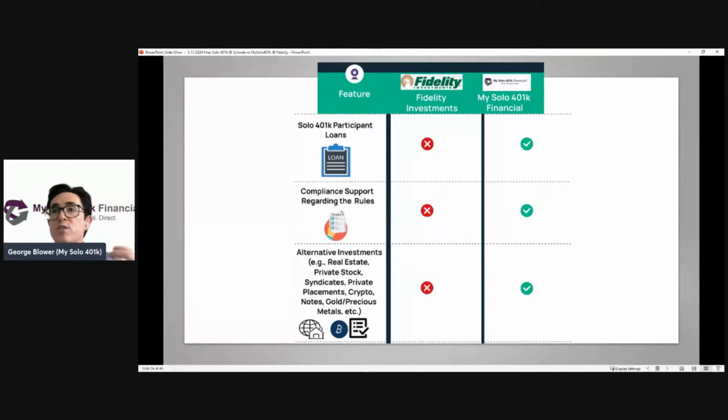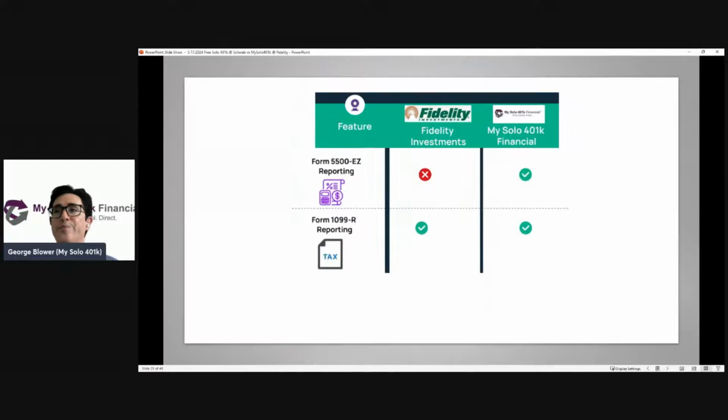Alternative investments. Fidelity is going to limit their solo 401k plans to just investing in Fidelity's offerings. Whereas we're neutral as far as what our clients are investing in, right? We don't make money on how much their account balance is. It's a totally flat fee. Our plan allows for alternative investments. We have deep experience in educating our customers on the rules, right? Whether it's investing in real estate or syndicated transactions, cryptocurrency, precious metals, etc.